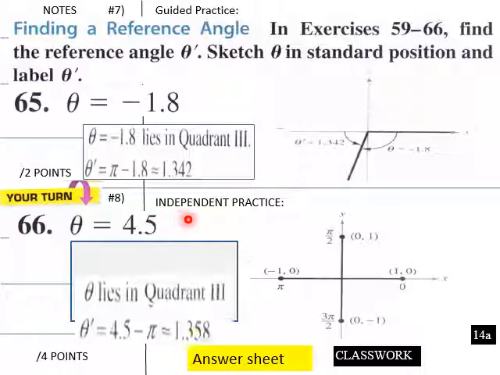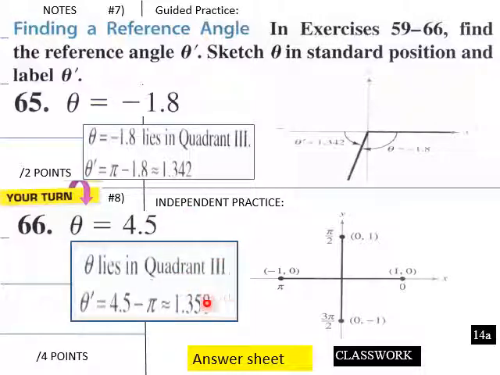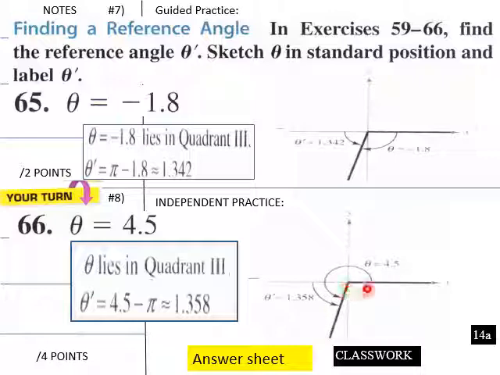And then down here, 4.5, theta lies in quadrant 3. 4.5 minus pi, quadrant 3 again here, would be 1.358. And then the sketch of that will be right here, would be your angle. Theta prime equals 1.358 in radians. So theta equals 4.5, and pi is 3.416 or whatever. So you subtract 4.5 minus pi, and you would get 1.358 radians for your reference angle.